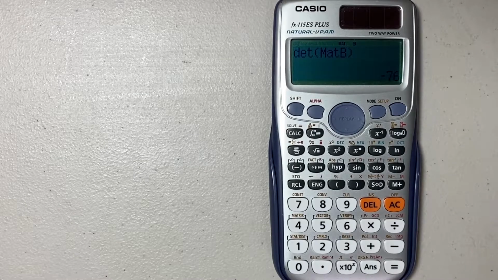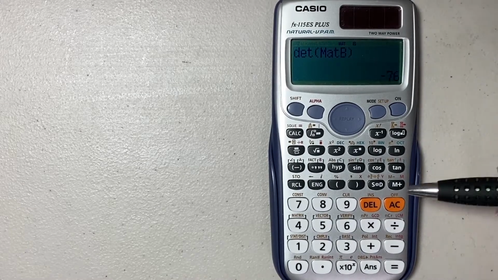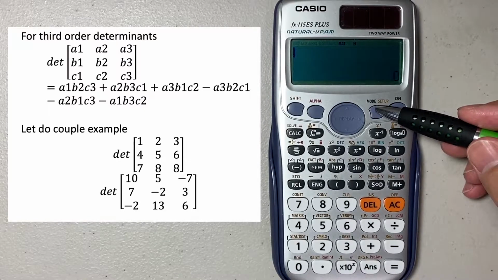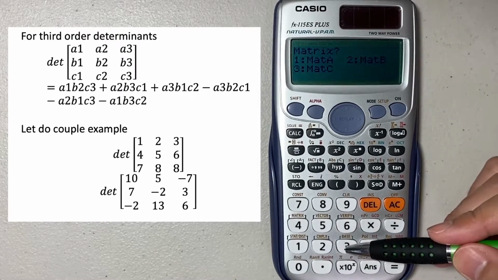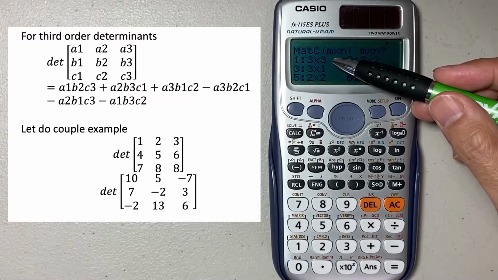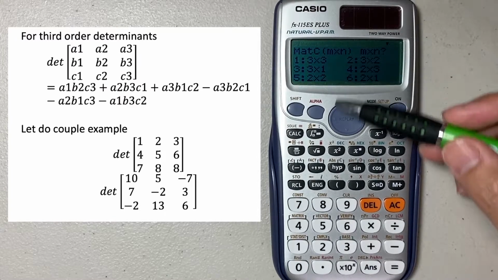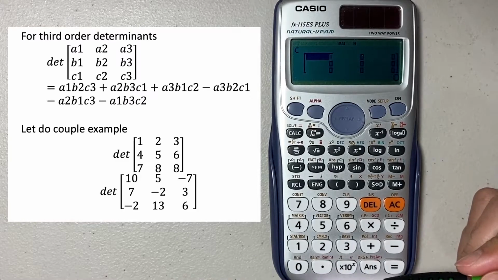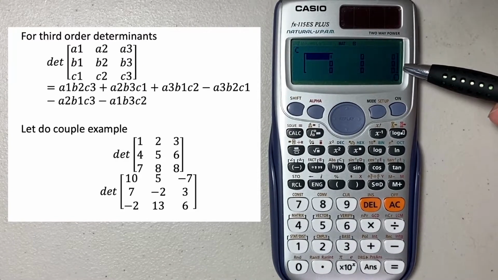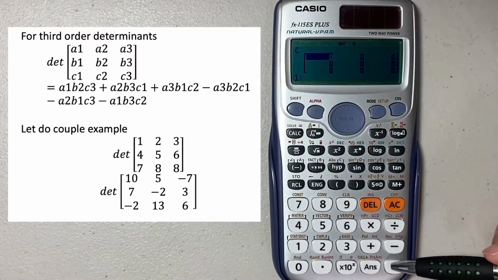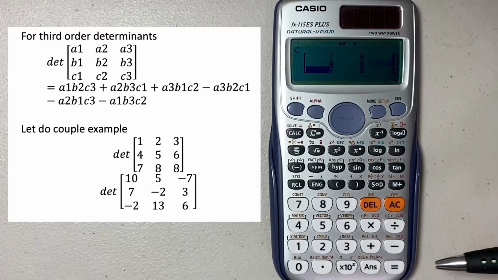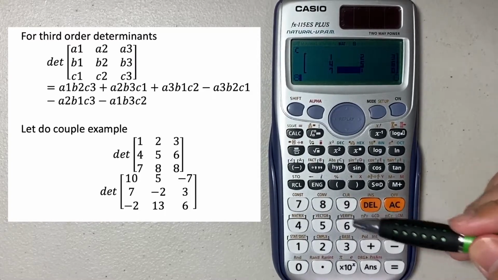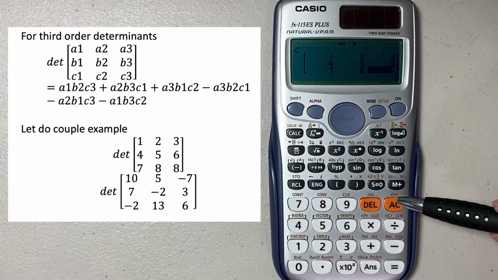How about for the third order determinant? You repeat the same steps. So go to mode, and then 6 matrix. And this time we're going to select 3, matrix C, and we're going to select 1, which is 3 times 3. So we're going to enter the numbers here. Here we have 1, 2, 3, and then 4, 5, 6, and 7, 8, 9. Make sure you save it.